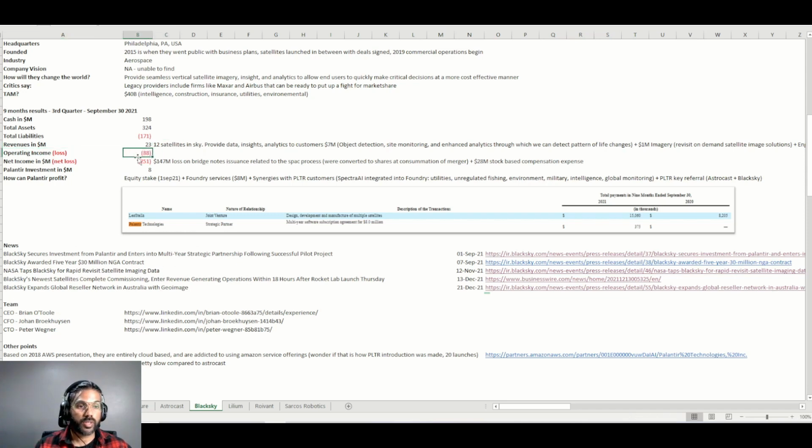Operating income, a loss of 88 million. Net income, a loss of 251. And that's because of the bridge notes or the debt that got converted to shares, and 28 million stock-based comp.